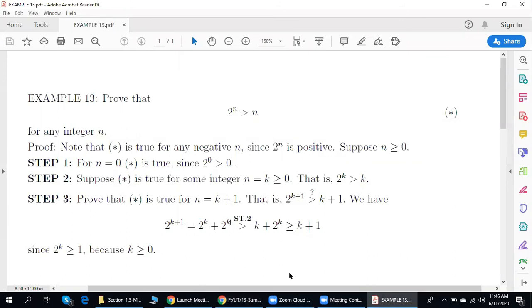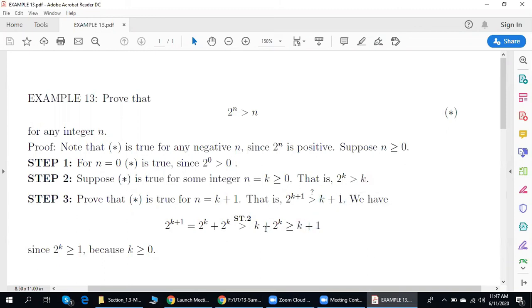Next observation. If we add to the left-hand side and to the right-hand side here 2 to k's power, the left-hand side becomes 2 to k's power plus 2 to k's power. It's exactly what is written here. The right-hand side becomes k plus 2 to k's power. It's exactly what is written here. Conclusion. By step 2, the left-hand side of this inequality is greater than k plus 2 to k's power. So what is left is to show that k plus 2 to k's power is greater or equal to this.